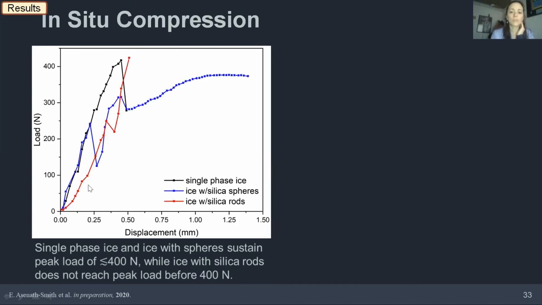The ice with silica spheres loads up and has some cracking along the way, but eventually approaches a bit of a maximum. The ice with silica rods, on the other hand, is loaded, undergoes a tiny bit of cracking, but just continues to sustain a load all the way until we max out the load cell of our little in situ test frame. And so right in this trace here, the ice with silica rods is presenting as a stronger material or composite material than when we have sphere-shaped particles.